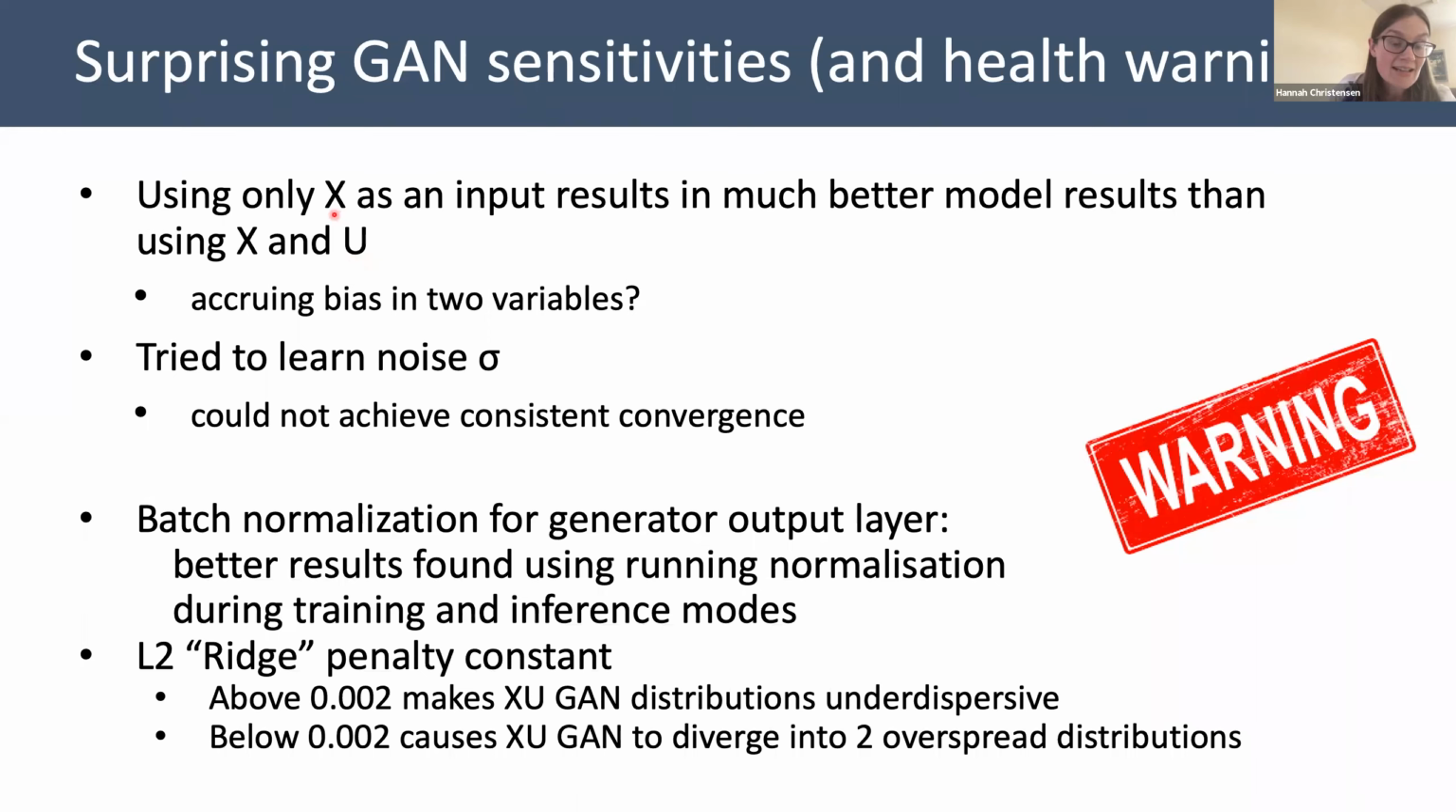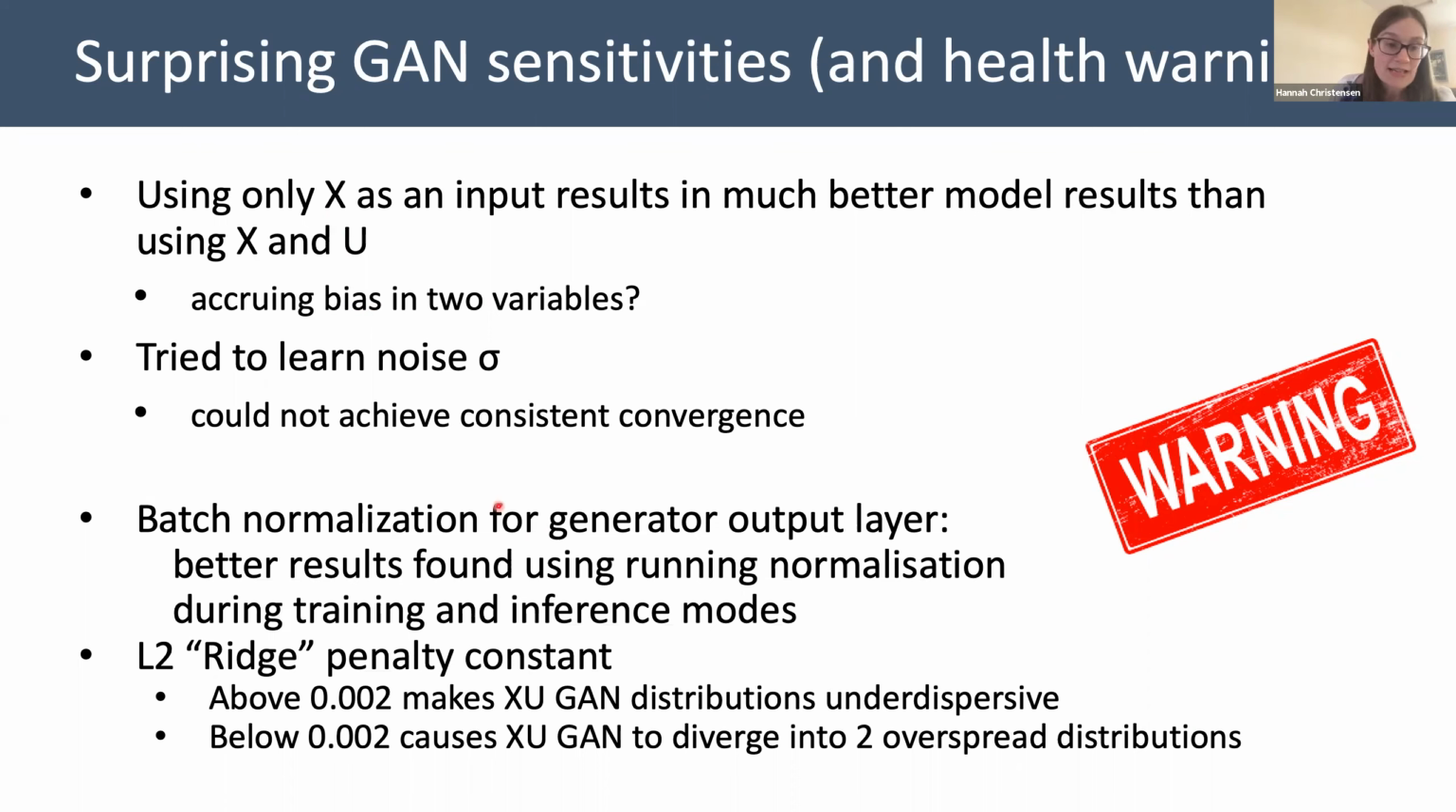If you only use X, then there's a lot more uncertainty inherent in the prediction. You don't accrue bias in the same way. Another thing we tried to do is actually learn the noise standard deviation. What I've presented here uses just 4 different set values, but we did try to learn the noise, and that didn't work at all well. We couldn't achieve any degree of consistency in the convergence when we repeated the experiment. So this is why we moved away from that.